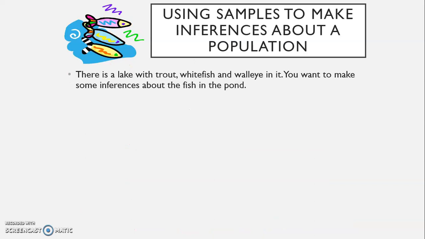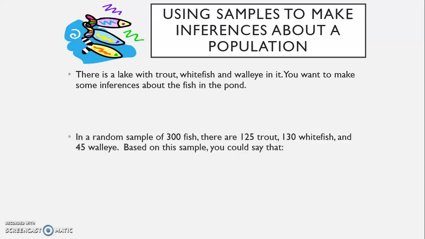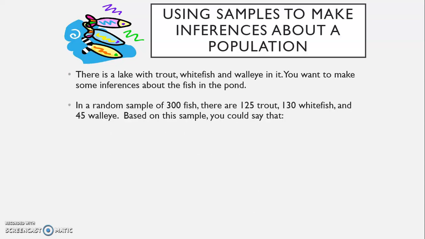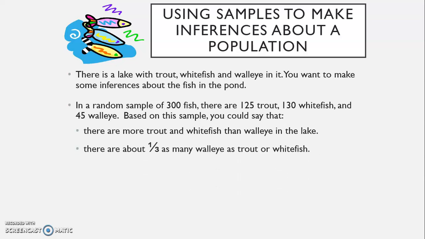All right, so now we're going to talk about making inferences about a population. So, an example, there is a lake with trout, whitefish, and walleye in it. You want to make some inferences about the fish in the lake. In a random sample of 300 fish, there are 125 trout, 130 whitefish, and 45 walleye. Based on the sample, you could say that there are more trout and whitefish than walleye in the lake. There are about 1/3 as many walleye as trout or whitefish.